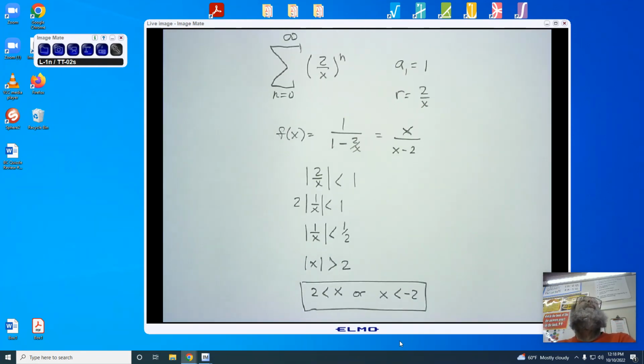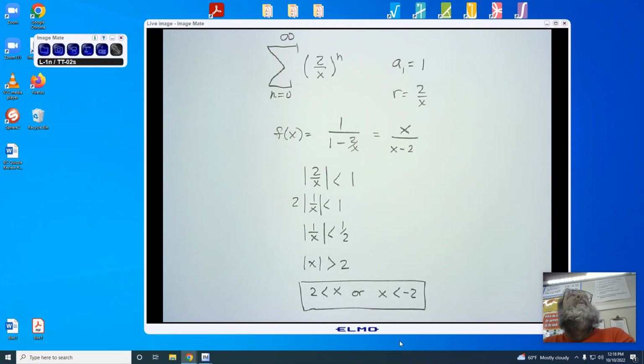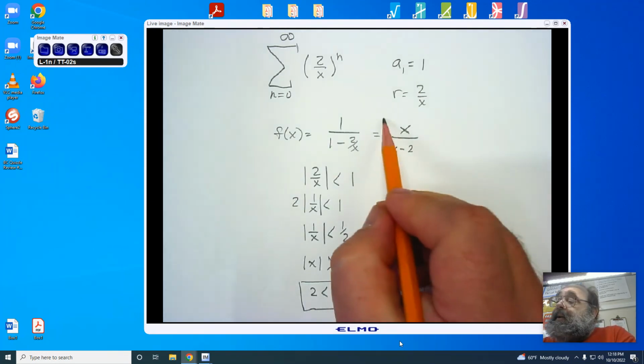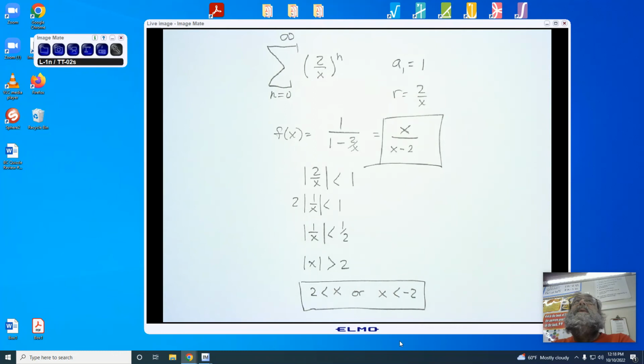Oh, you can't see it. There you go. The interval of convergence. And this is the sum in terms of f of x, or in terms of x.